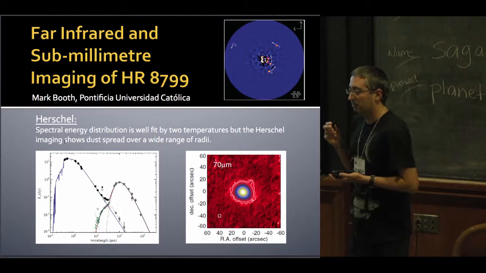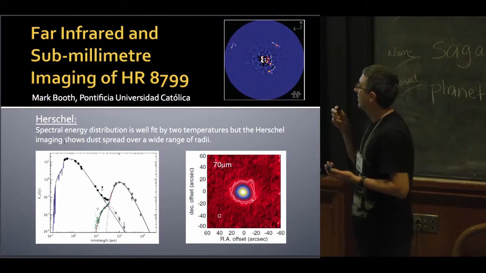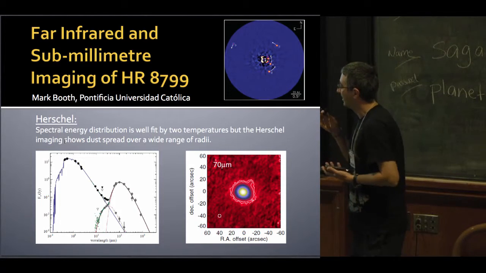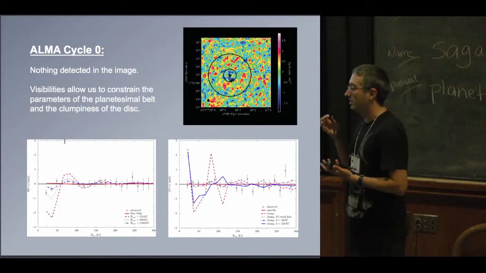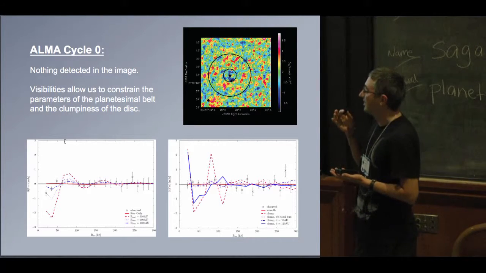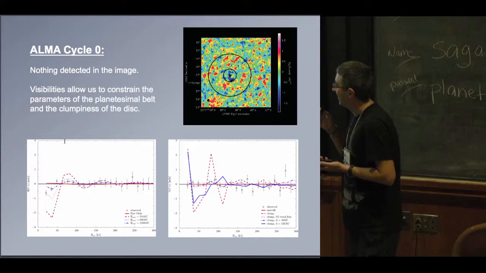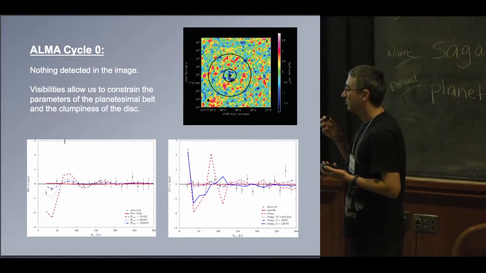Now I've been working on the ALMA cycle 0 data of this. With the ALMA data, what you get is not the image. It's an interferometer, so you get the visibilities. This can then be translated into an image. Unfortunately, in this case, there isn't much to see in the image. But if you look at the visibilities themselves, you can still gain some constraints from those.